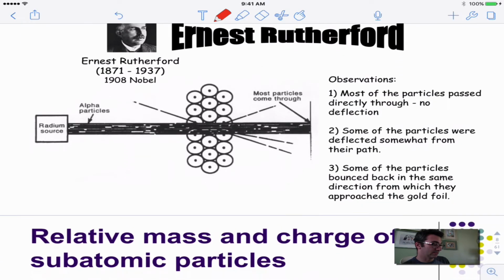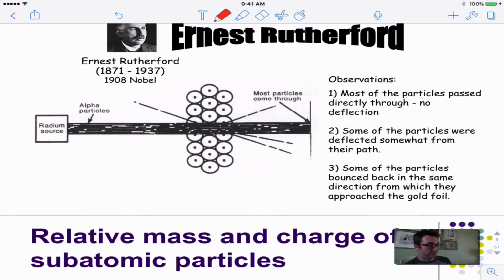And he had his famous experiment, his gold foil experiment. And this one really, even on the AP and on the IB exam, they still ask about it. So you should know that most of the particles, those alpha particles, pass directly through. There was no deflection. They weren't hitting anything. It told them that the atom was mostly empty space.